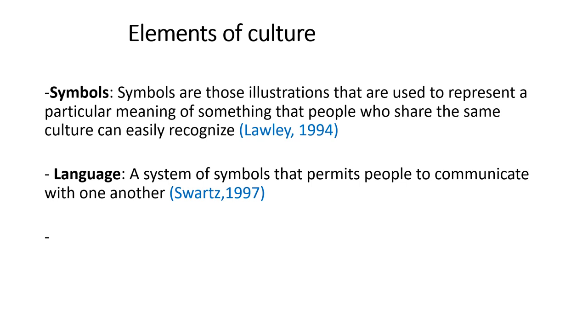Next thing is language. A language is a system of symbols that permit people to communicate with one another. They could be symbols, or words, or sign language, etc. Different community members have different languages in which they communicate with one another, or they interact with other people by using that particular language.